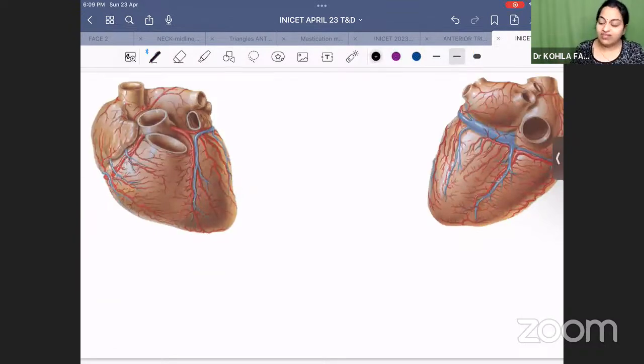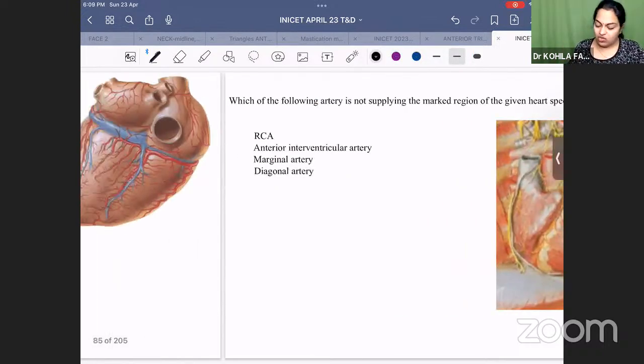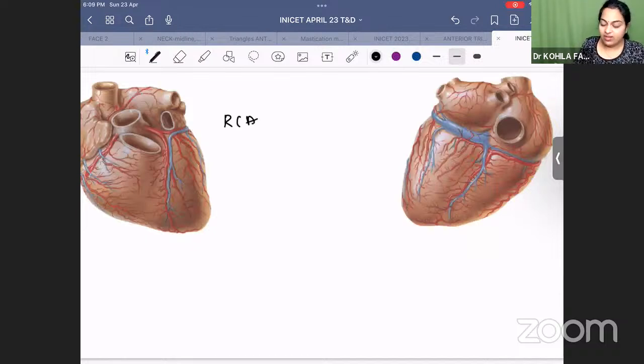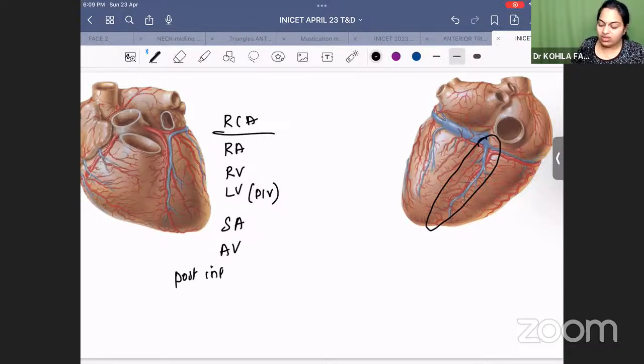Now, previously they've asked about this question: they've marked one part of the heart and asked which are the arterial supply to it. So we'll just go through it. The right coronary artery supplies the right atrium, right ventricle. Does it supply any part of the left ventricle? Of course, right? This part of the left ventricle that is close to the postero-interventricular septum is supplied by the right coronary. And as you told, SA node, AV node, and the postero-inferior 1/3 of the interventricular septum is supplied by the right coronary. Okay.